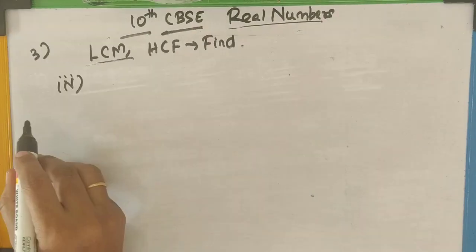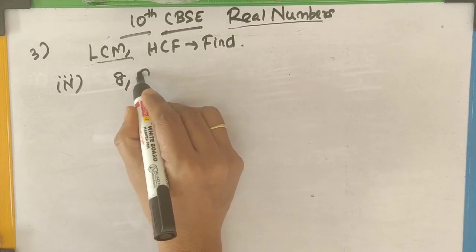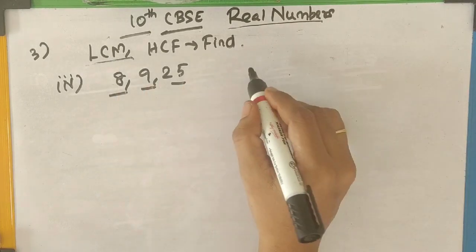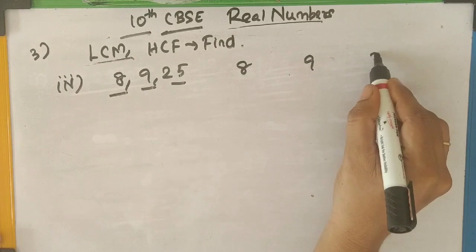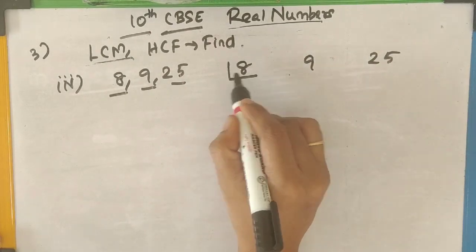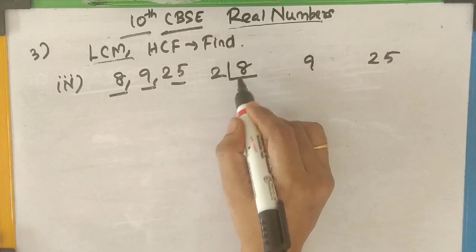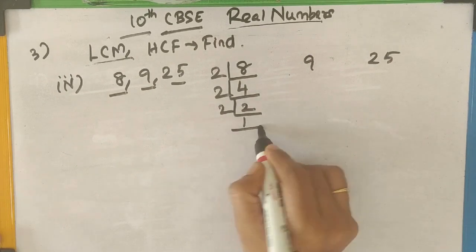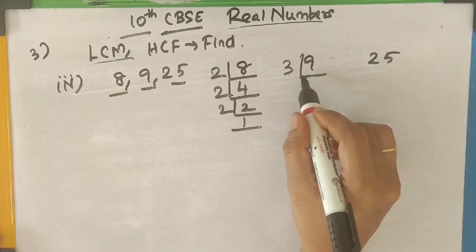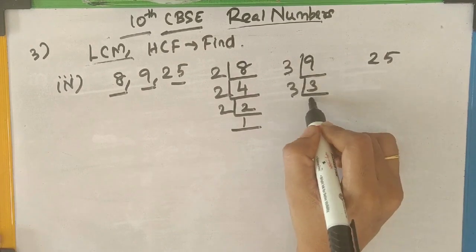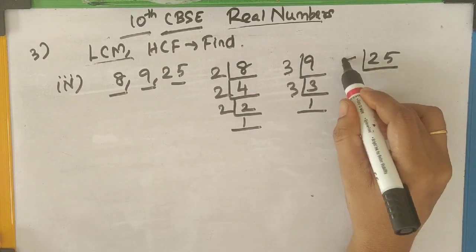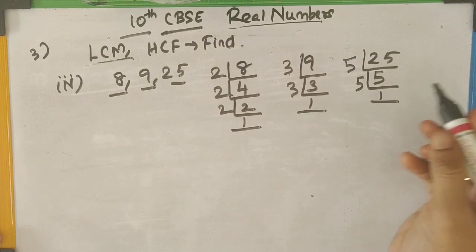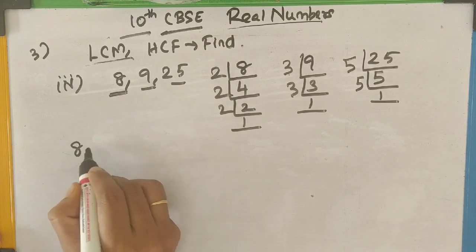Now, let's go to the third question. That is the last question in this video. Factorize 8, 9 and 25 to find the LCM and HCF. On factorizing 8 divided by 2, I get 4. Then again divided by 2, I get 2. And 2 is a prime number, so I get 1. Taking 9 and divided by 3, I get 3. And after dividing 3 by 3, I get 1. Dividing 25 by 5, I get 5. And dividing 5 by 5, I get 1.